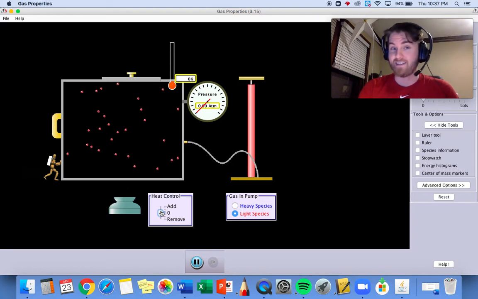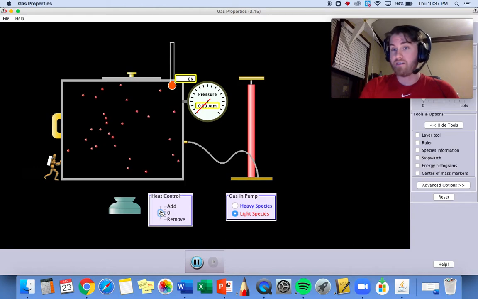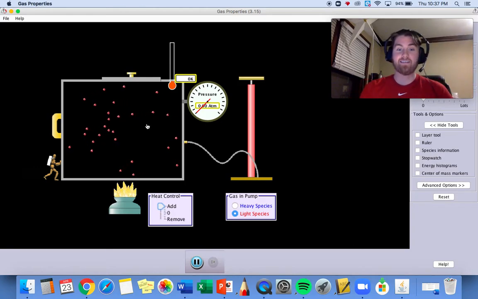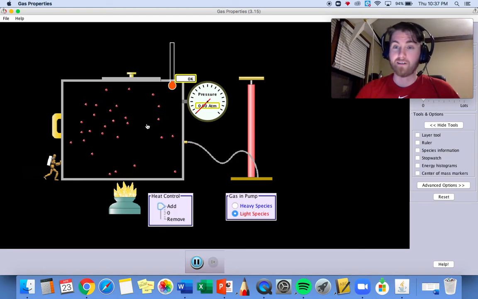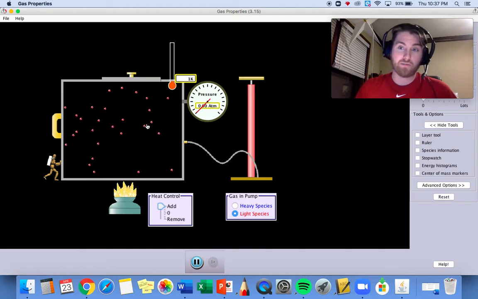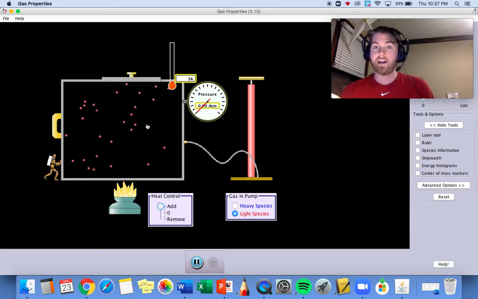Now, let's go the opposite direction. Instead of removing heat and changing the temperature to be lower, we're going to add heat. And as I am adding heat, it's slowly going to build. And I just want you to think, as I'm stalling for time here, the temperature is going to rise. If the temperature rises inside of this box, what's going to happen to the kinetic energy of those atoms then?